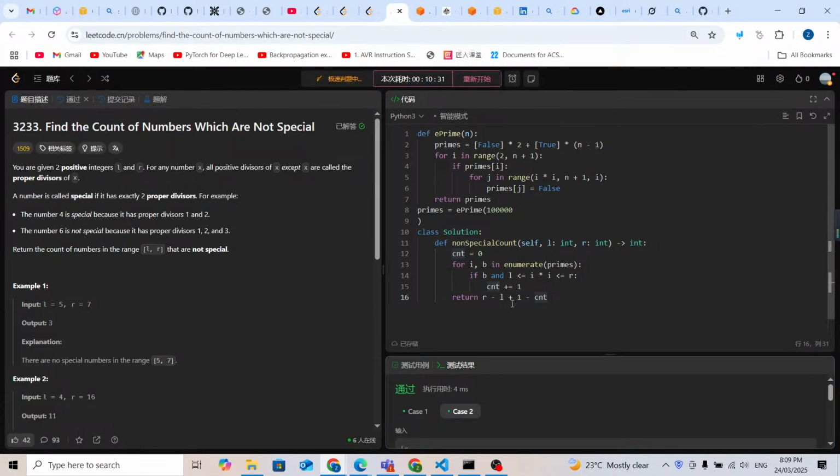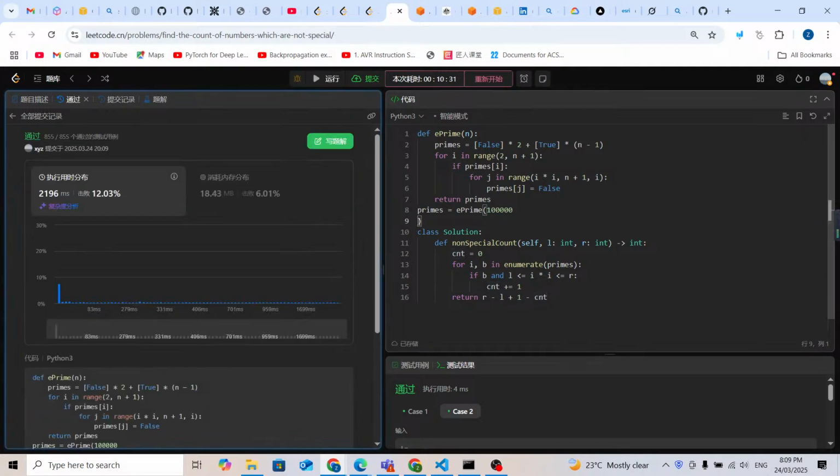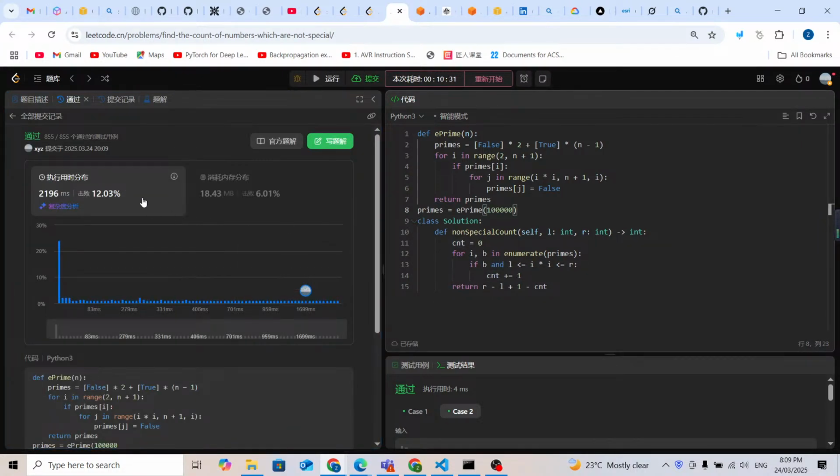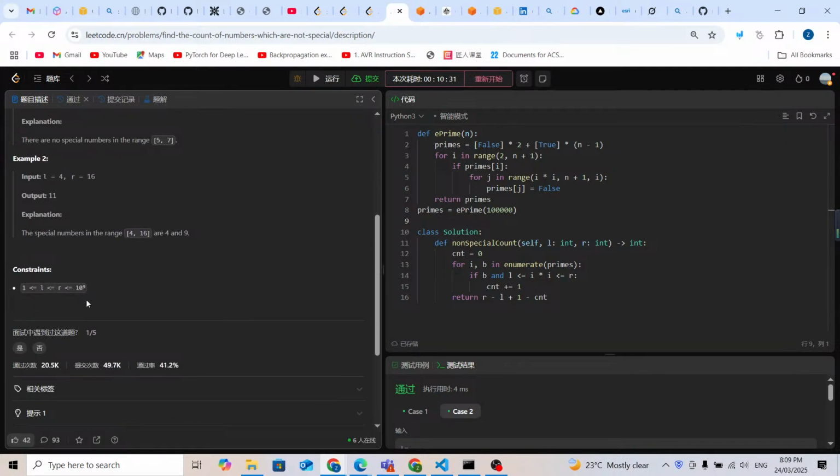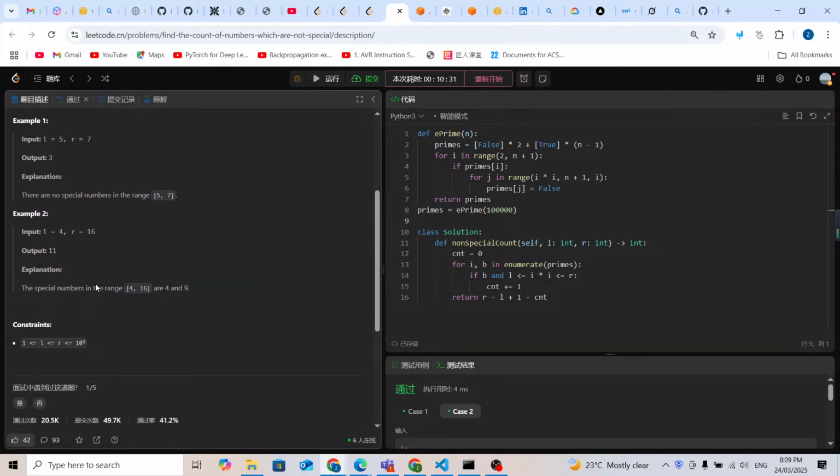Now let me submit it to check if it works. As you can see, it works, and I think the speed is okay. The time complexity is just O(n), and this n is going to be 10 to the power of 5. Basically, it's the square root of the upper limit, so we set it to 10 to the power of 5.